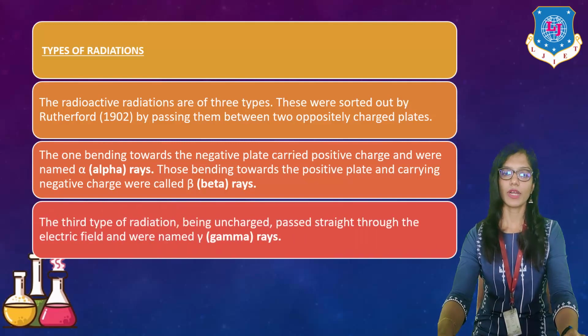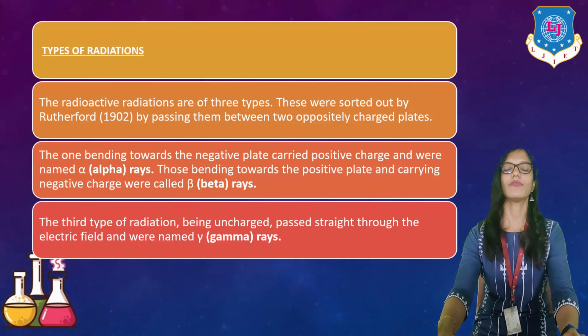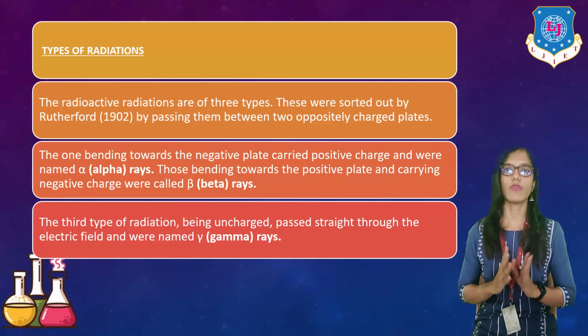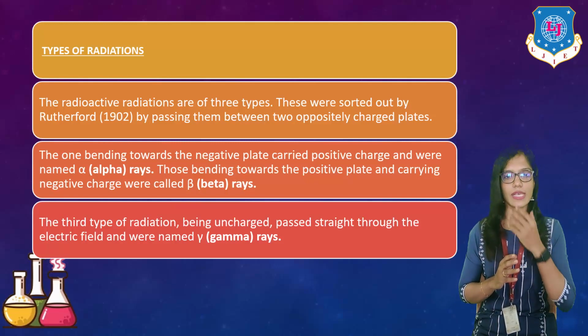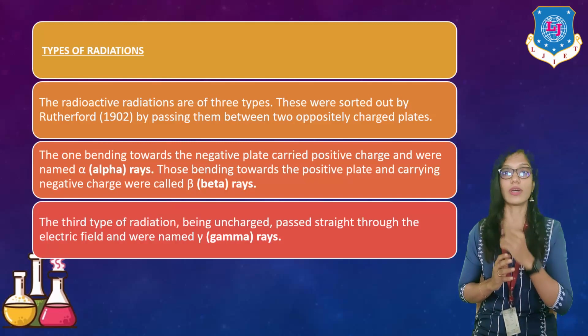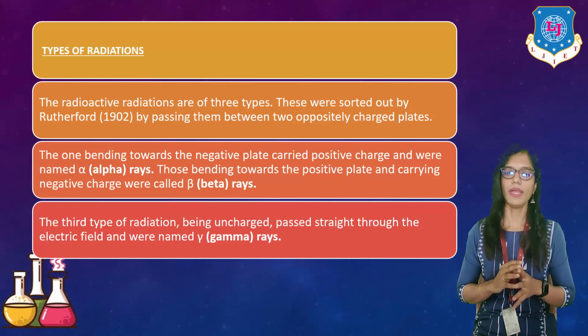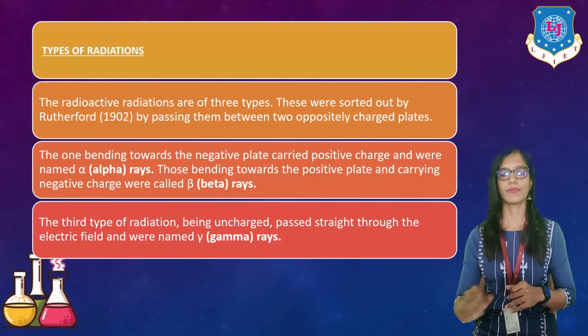The third type of radiation, being uncharged, passed straight through the electric field and was named gamma rays. So here we have three different types of radiations. Number one, alpha. Number two, beta. Number three, gamma. Alpha rays are positively charged radiations. Beta rays are negatively charged radiations. And gamma rays are neutral rays.